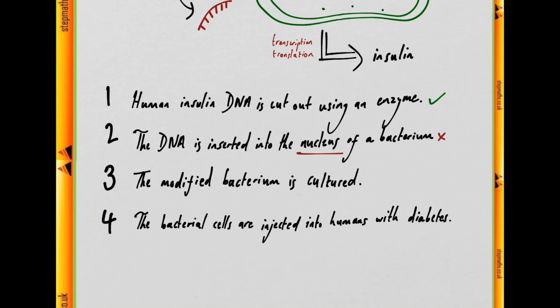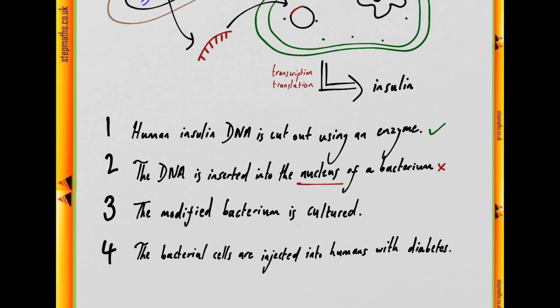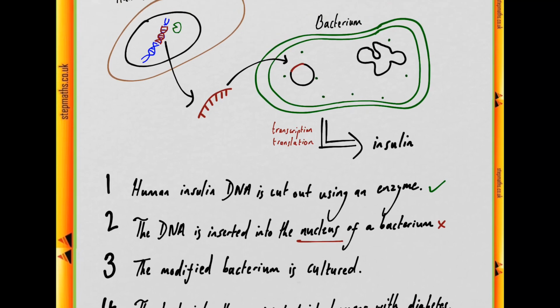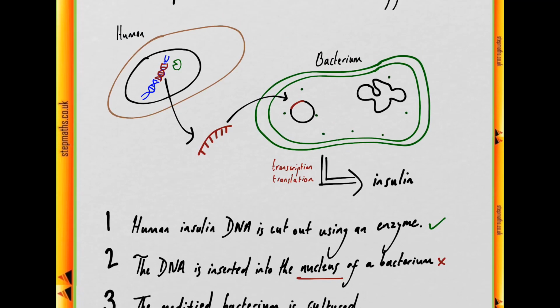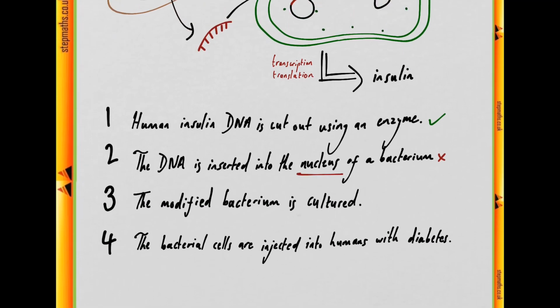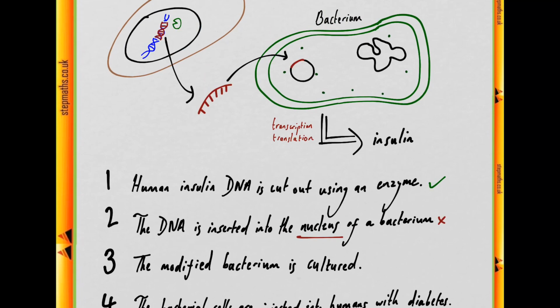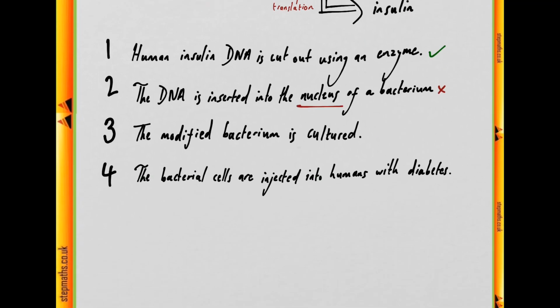Moving on to 3, the modified bacterium is cultured. Well, yes, the modified bacterium has to be cultured so that we identify the bacterium which happen to have the insulin gene inserted, because not all of them will have the successful procedure carried out. And then, once we've cultured them, we can increase our yield of insulin, because one bacterium takes quite a while to produce any useful amount of insulin.